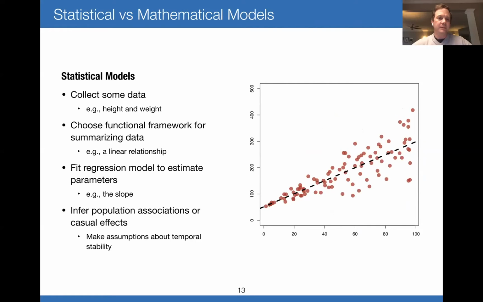And the workhorse behind much of traditional epidemiology is the statistical model that functions something like this. We collect some data based on our research questions, maybe height and weight, and these are the red dots in the plot here. Choose some functional framework for summarizing the data, such as a line, a linear relationship. Fit a regression model to estimate the parameters of that relationship. So say to find the slope between height and weight, and then potentially infer population association or causal effects of how one thing affects the other.